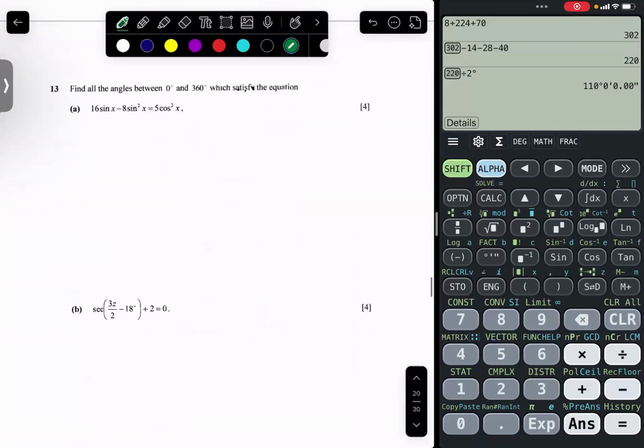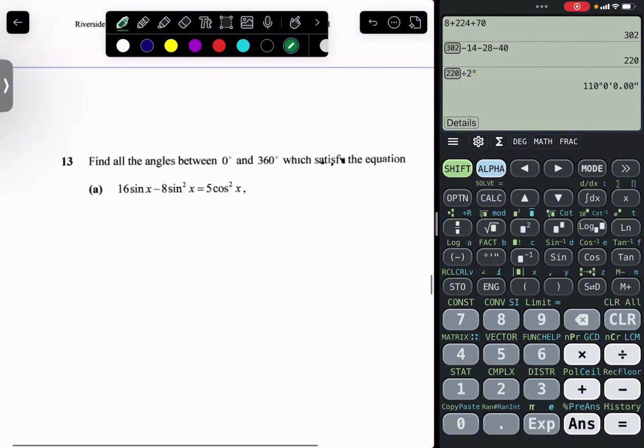Okay. Question 13. Find all the angles between 0 and 360 which satisfy the equation 16 sine x minus 8 sine squared x equals 5 cosine squared x. Everything on the left hand side is in terms of sine, but the right hand side is the odd one out, cosine squared x.